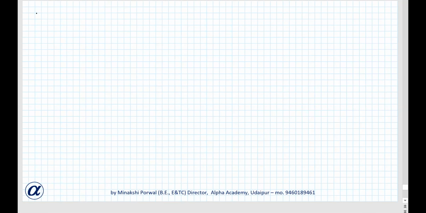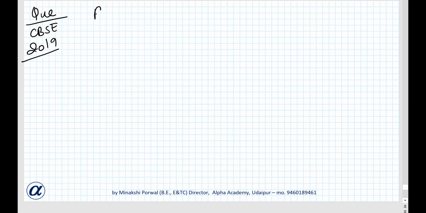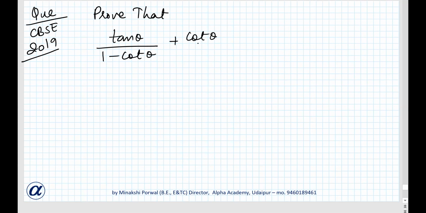Okay. So next question, CBSE 2019. Prove that tan theta by 1 minus cot theta plus cot theta upon 1 minus tan theta equals 1 plus sec theta cosec theta. Okay. Solve this and show me now.